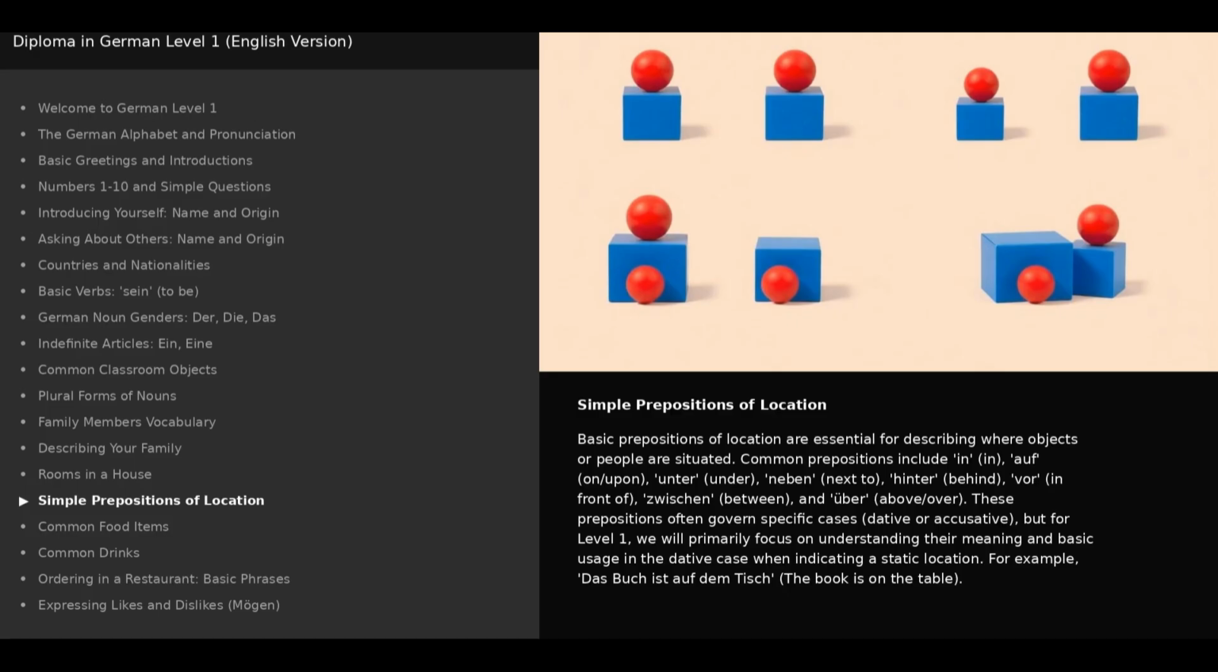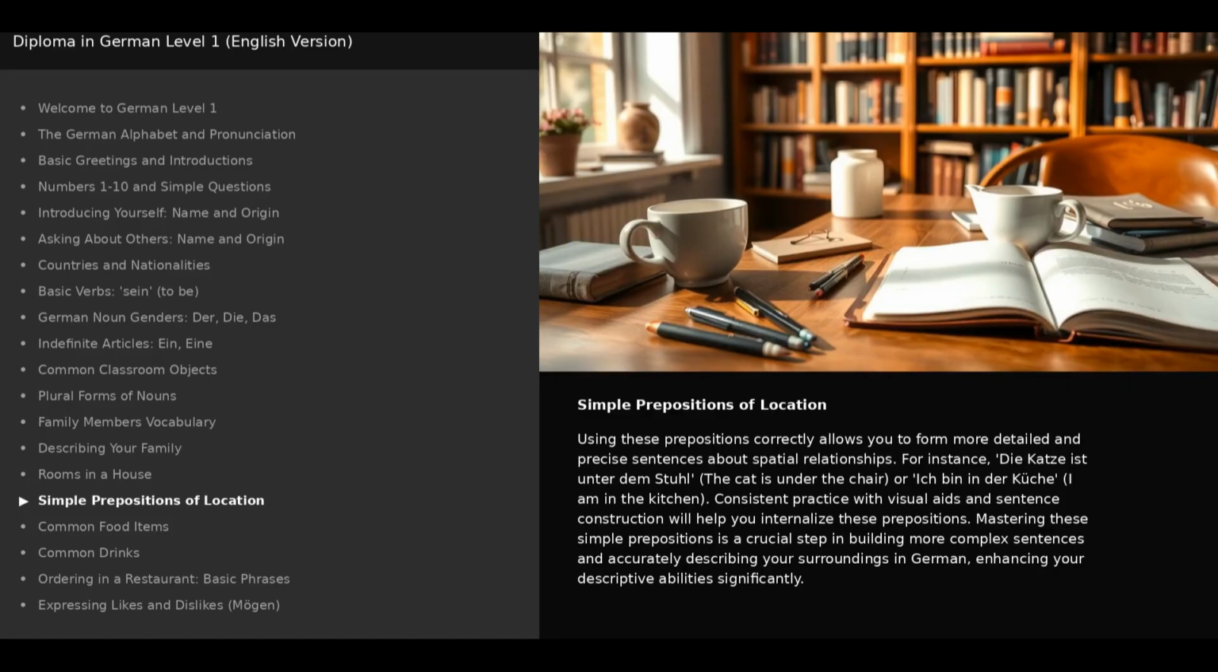For example, das Buch ist auf dem Tisch. The book is on the table. Using these prepositions correctly allows you to form more detailed and precise sentences about spatial relationships. For instance, die Katze ist unter dem Stuhl. The cat is under the chair. Or ich bin in der Küche. I am in the kitchen.